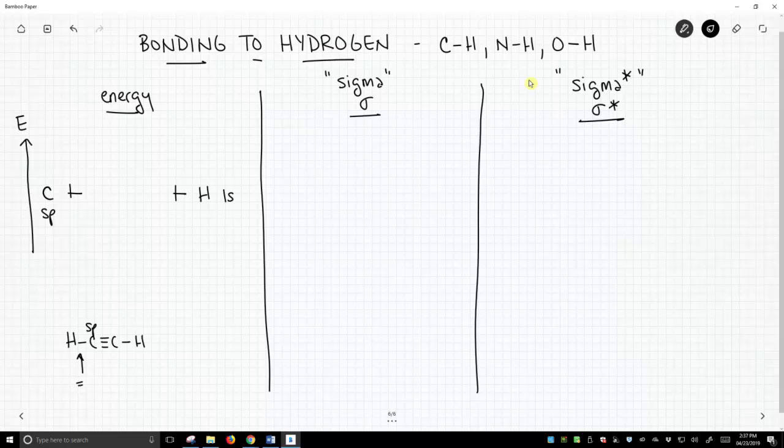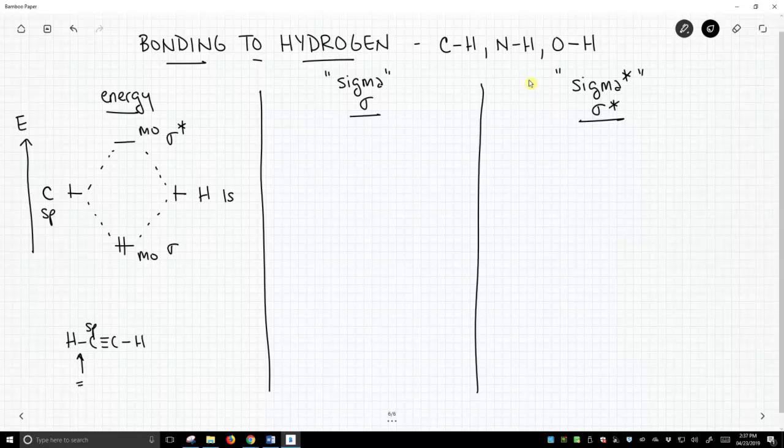Both of them are going to carry one electron. They're going to mix in the middle. Same picture as always. And we get two new molecular orbitals from our two atomic orbitals. The low energy orbital, we're going to call that our sigma bonding orbital. And the high energy orbital, we're going to call sigma star. That's our anti-bonding orbital. So what do these things look like?